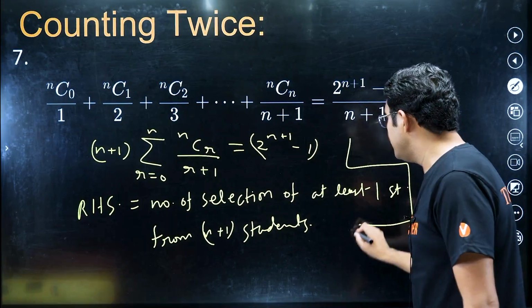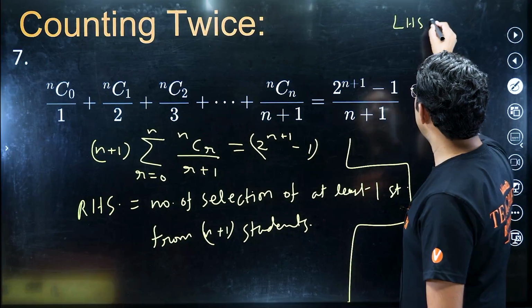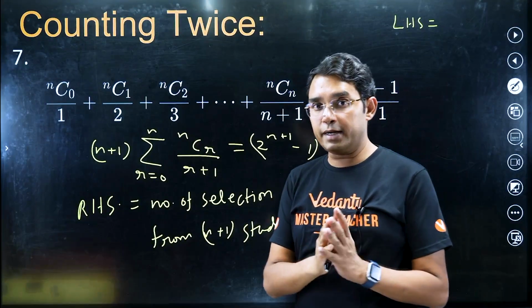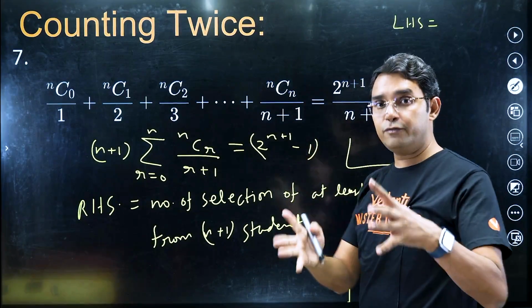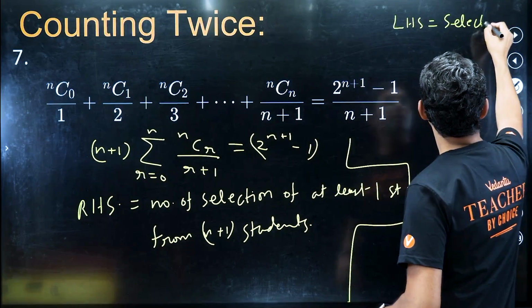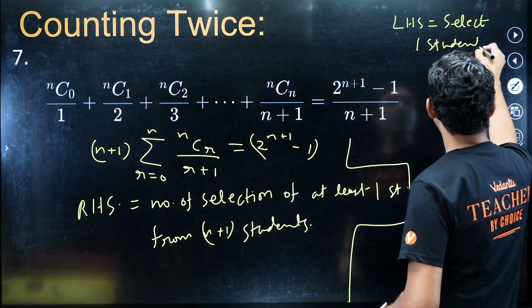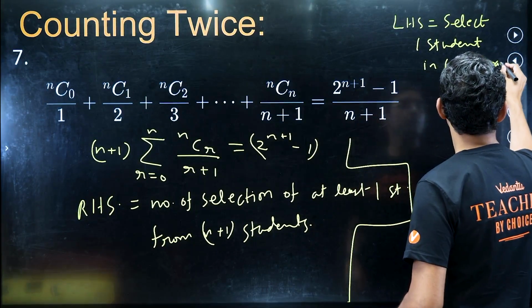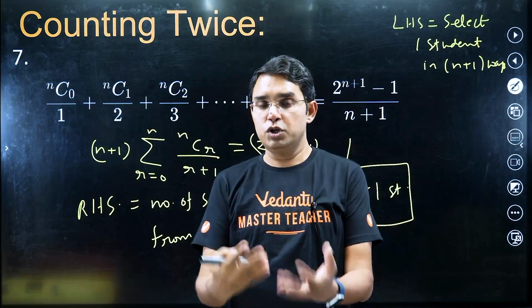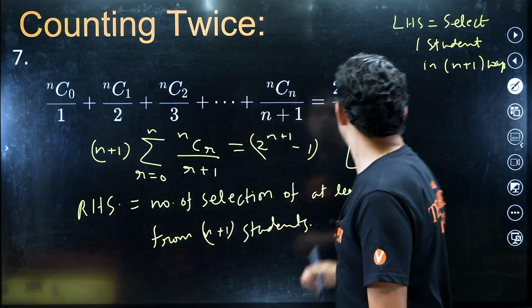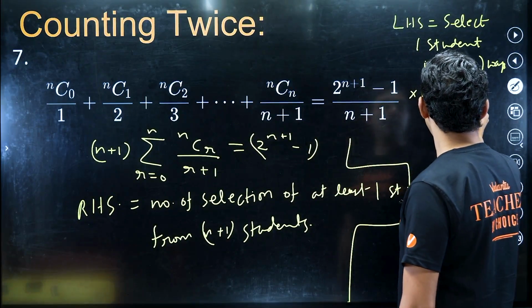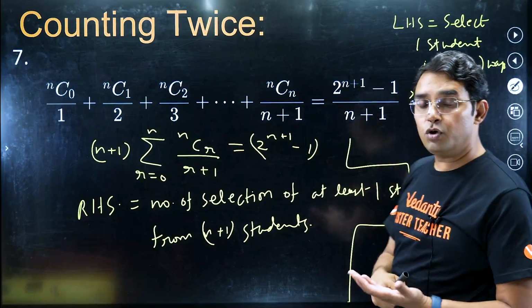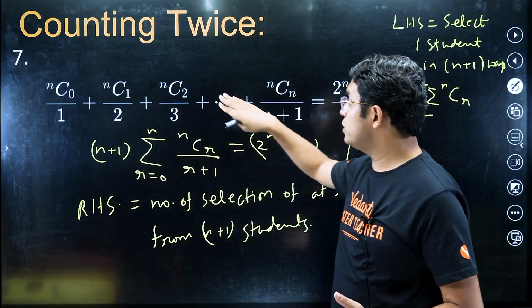Now let's talk about the left hand side. Please understand, n plus 1 is already multiplied. Now we said at least one student is to be selected. So let us say we have selected that one student first, and that will be done in n plus 1 ways. Now we are free to take 0 or 1 or 2 students from the remaining n students. So we will be multiplying by nCr, and there will be a summation on this, with r from 0 to n. You can choose 0 also, you can choose 1 also, you can choose 2 also, and so on.